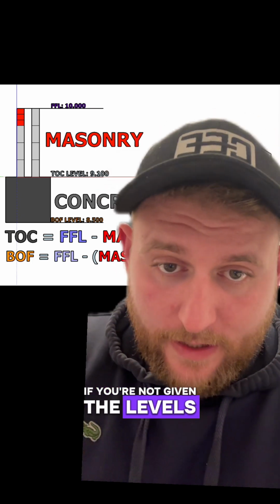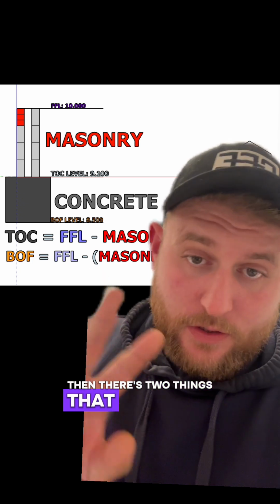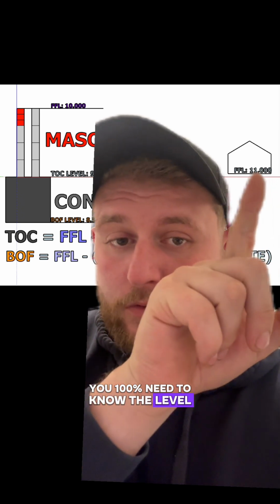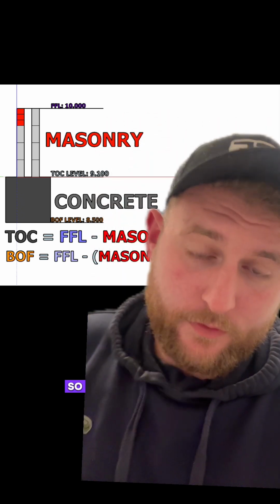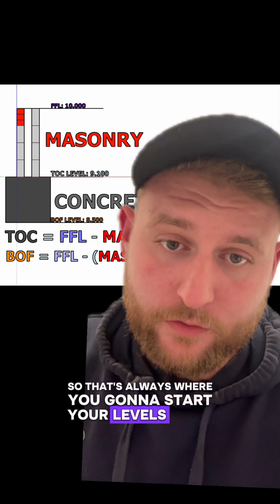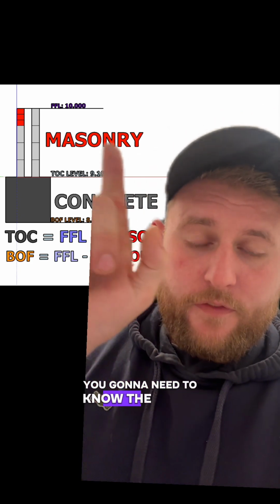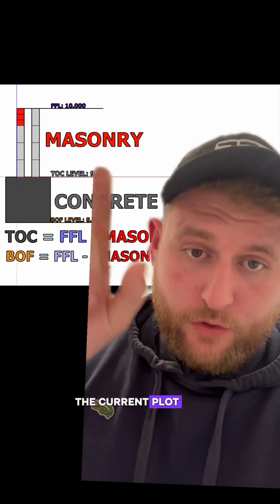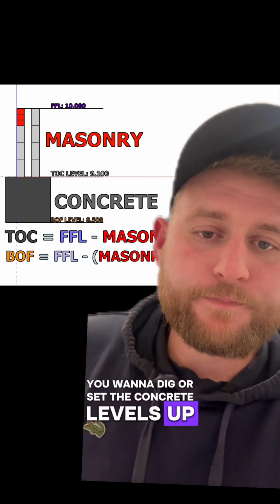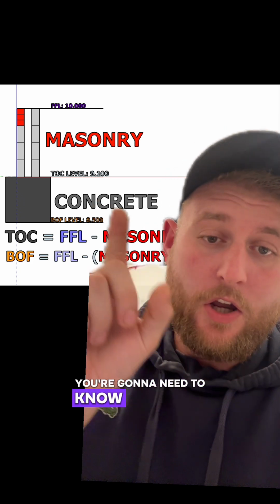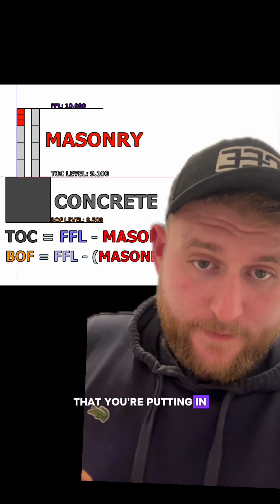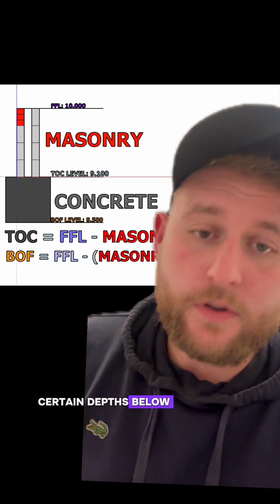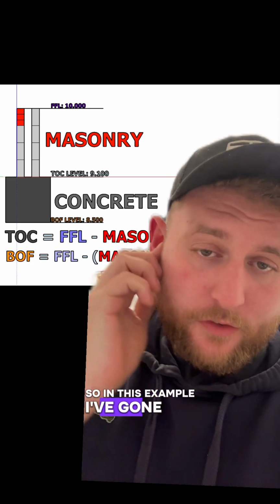If you're not given the levels, then there's two things that you need to know. You 100% need to know the level of a nearby building or a datum point. So that's always where you're going to start your levels from. You're going to need to know the finished floor level of the current plot you're trying to work out, the current plot you want to dig or set the concrete levels up. You're going to need to know what the thickness of concrete is that you're putting in. Usually there is a minimum thickness for most sites at certain depths below the ground. So in this example, I've gone 600.